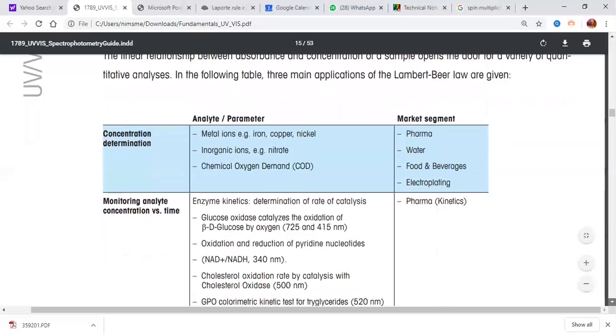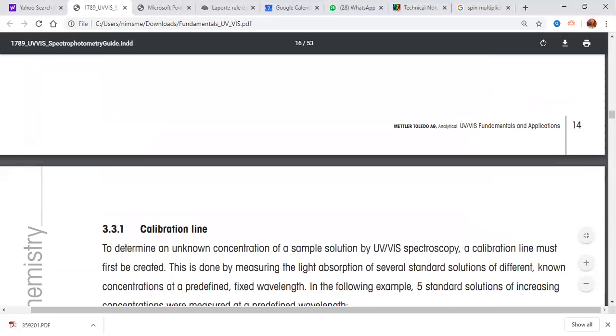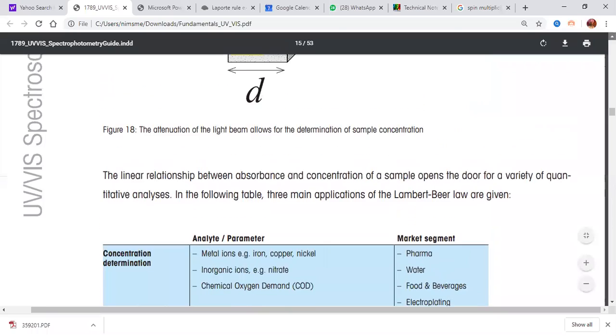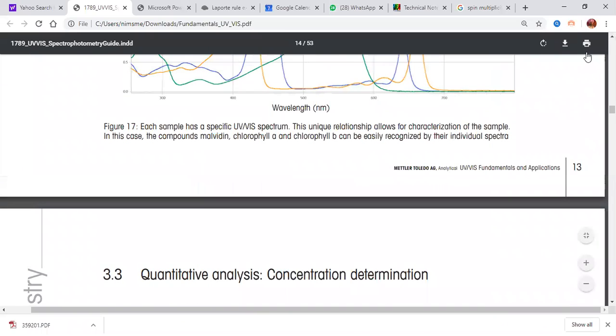Qualitative and quantitative analysis, okay, this is enough. Now if you have any doubt you can ask.